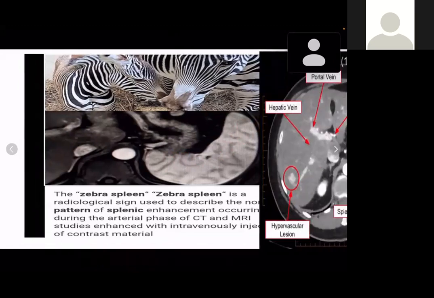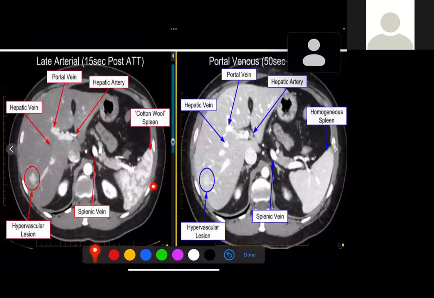This is the early arterial phase. We can see the cotton wool spleen. And this is the homogeneous enhancement occurring in the portal venous phase about 50 seconds following contrast injection.